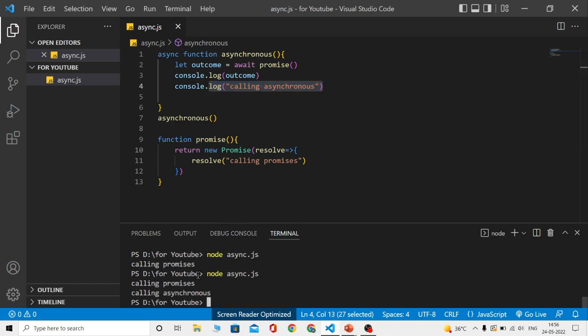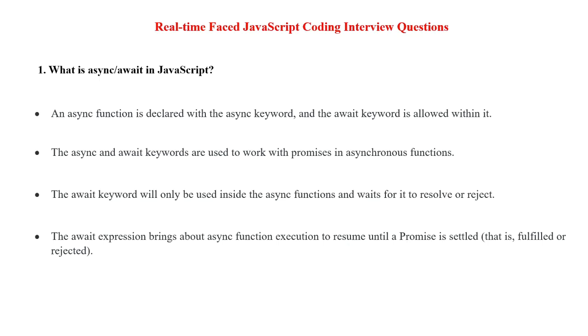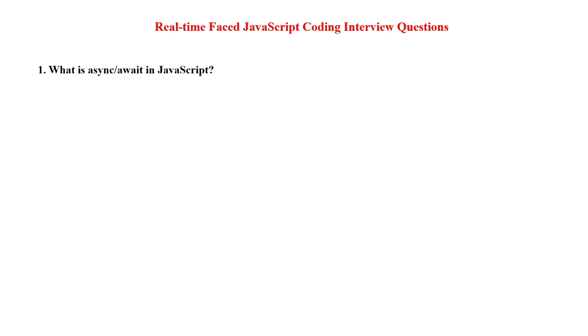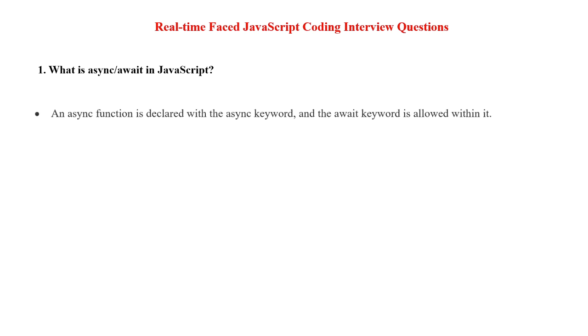Just see it here. First the await is going to work out these promises until they are settled. After that only this console value is going to print. That is telling about the last point. Yeah, this is about async or await in JavaScript. Let's take one quick recap. When an interviewer asks this question, we can answer like this.